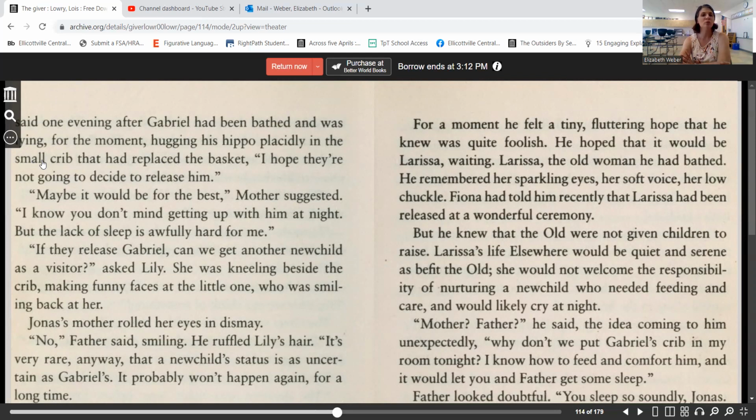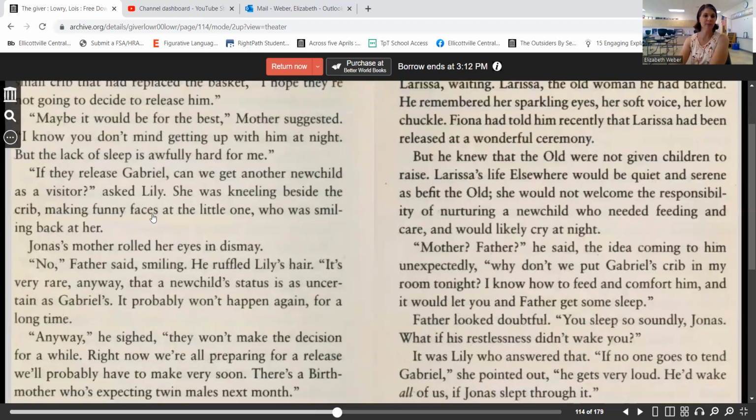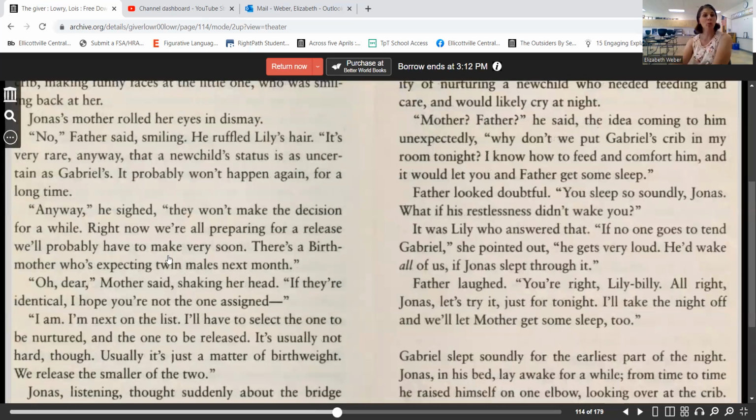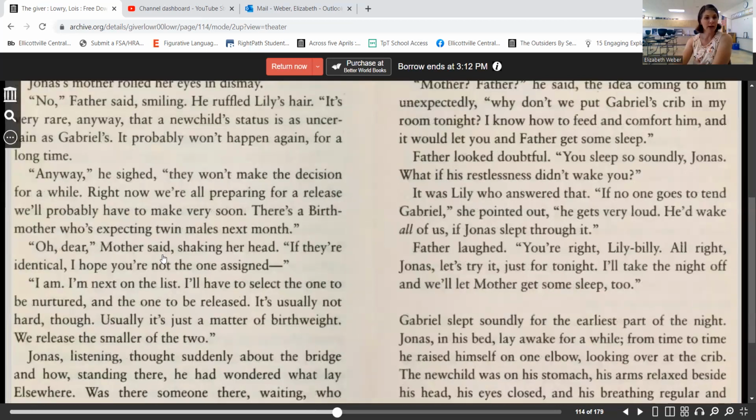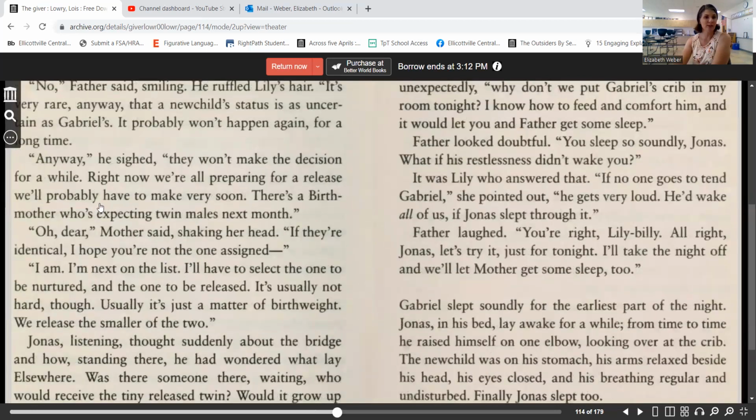Asked Lily. She was kneeling beside the crib, making funny faces at the little one who was smiling back at her. Jonas's mother rolled her eyes in dismay. No, Father said, smiling. He ruffled Lily's hair. It's very rare anyway that a new child's status is as uncertain as Gabriel's. It probably won't happen again for a long time. Anyway, he sighed, they won't make a decision for a while. Right now, we're all preparing for a release we'll probably have to make very soon.